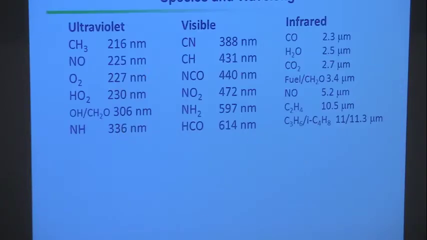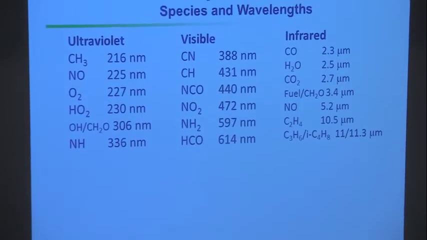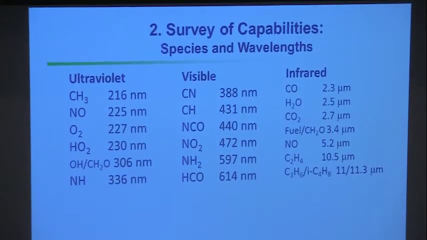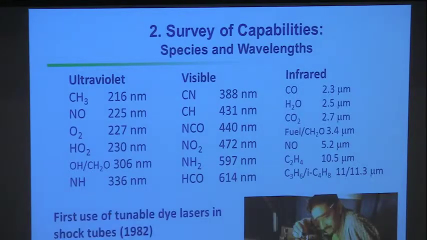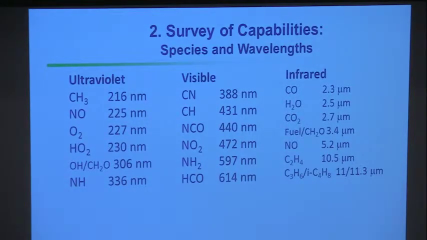What species have been measured? Over the time I've been doing this at Stanford, and this is not the up-to-date list, we've probably done 20 plus different species using various combinations of ultraviolet, visible, and infrared. The infrared transitions are rovibrational. Ultraviolet, those are rovibronic. These are mostly rovibronic.